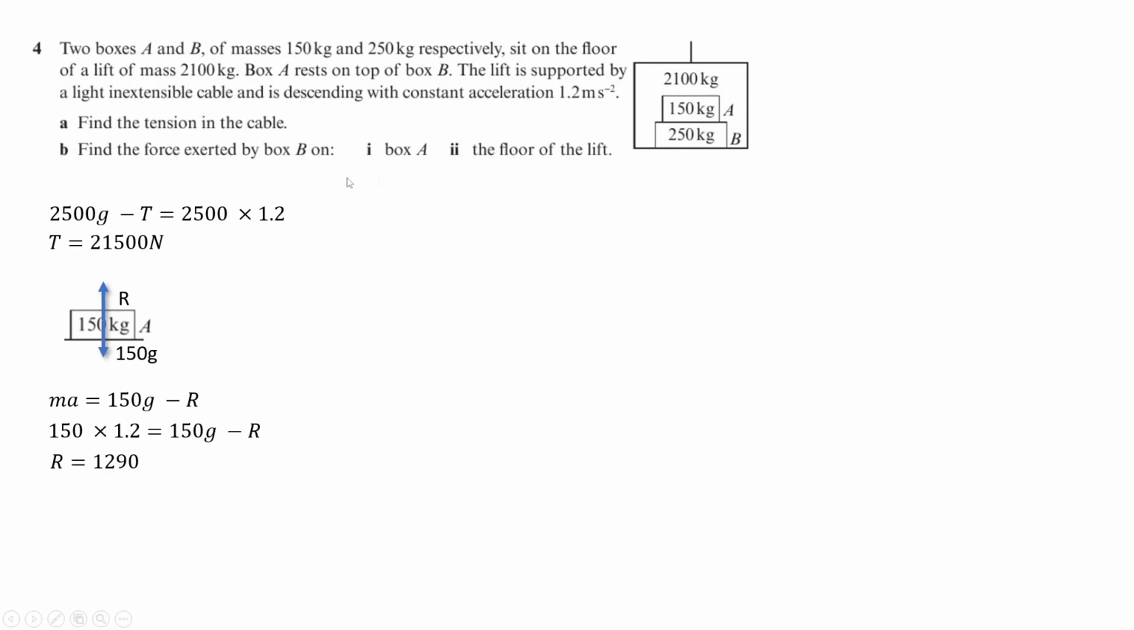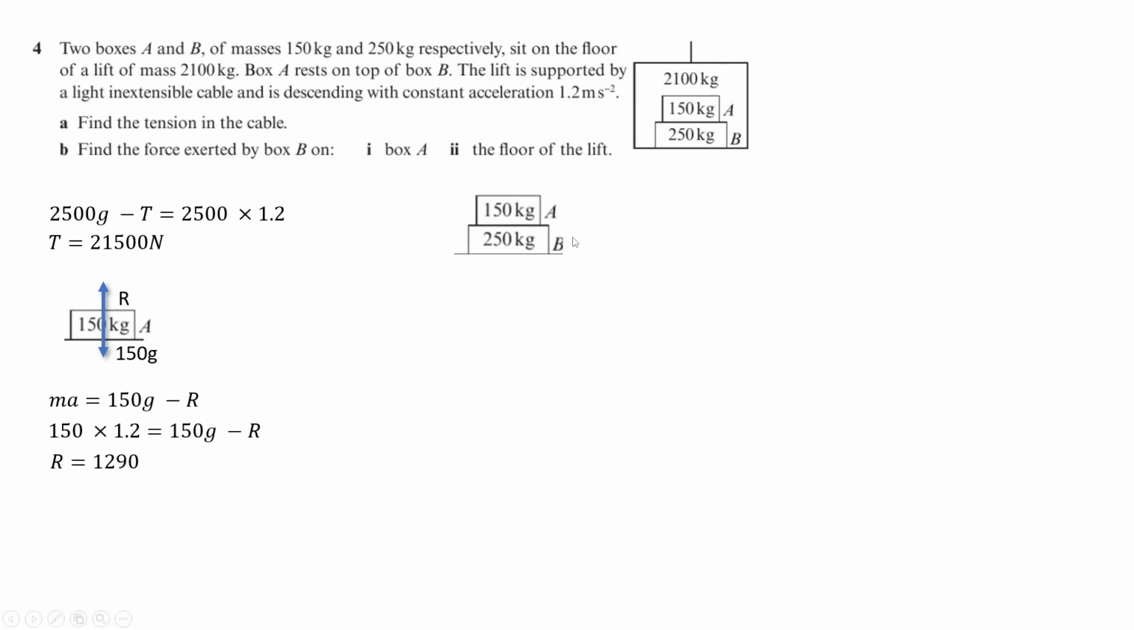Part 2 of the question asks us to find the force exerted by box B on the floor of the lift. So using the same idea of our equal and opposite reaction forces, we can say that the force exerted by box B onto the floor of the lift is equal to the force exerted by the floor of the lift on box B, which is going to be the reaction force.